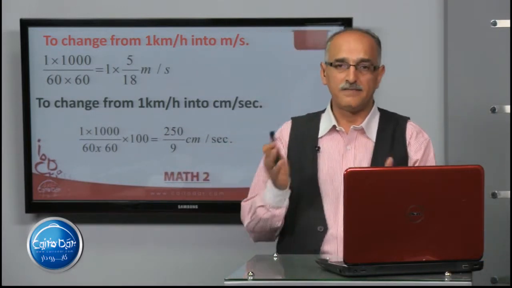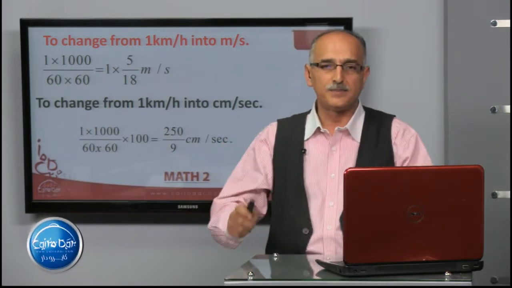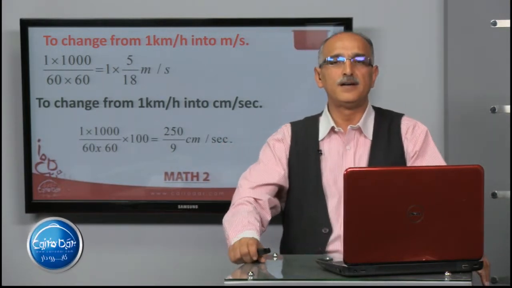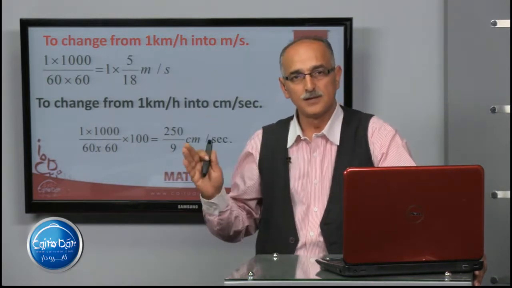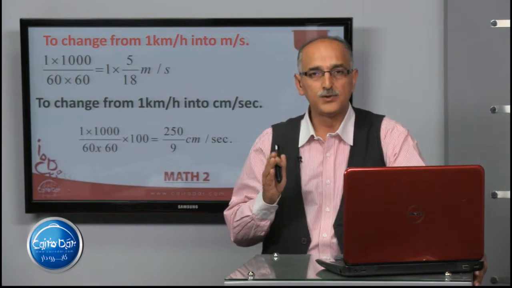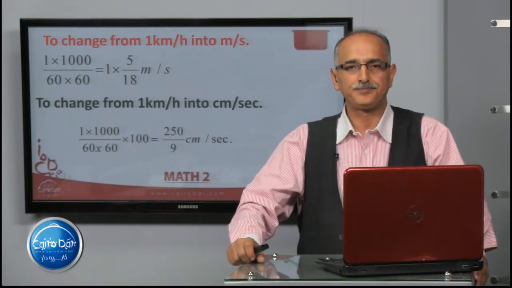Also the converse: when we change from meter per second to kilometer per hour, we multiply by 18 over 5. So from the biggest unit to the smallest, we multiply by 5 over 18. From the smallest to the biggest, we divide by 5 over 18, that is, multiply by 18 over 5.